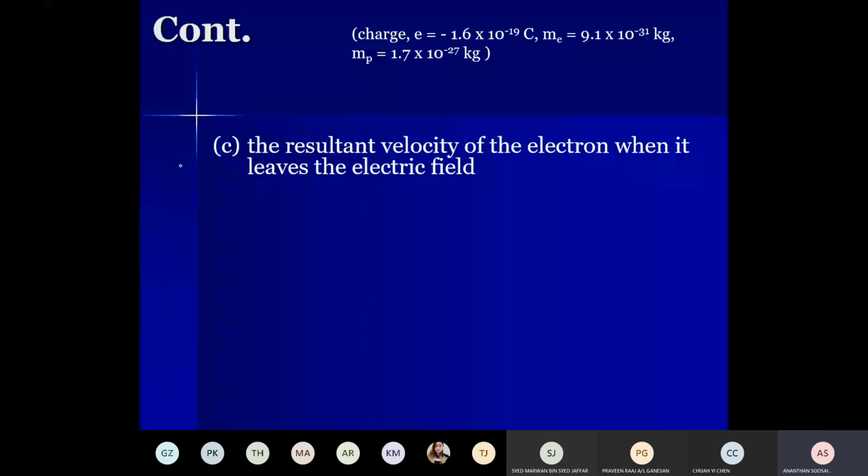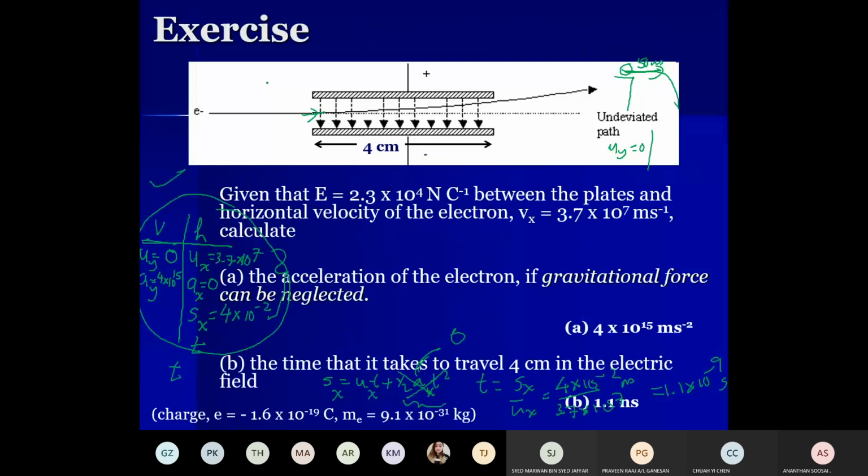What does resultant velocity mean? There's a parallel plate. The electron going in is deviating up or down? If it is positive, it's going up. So what are they asking? We can stick with this slide. They're asking what velocity it has when it comes out from the plate.